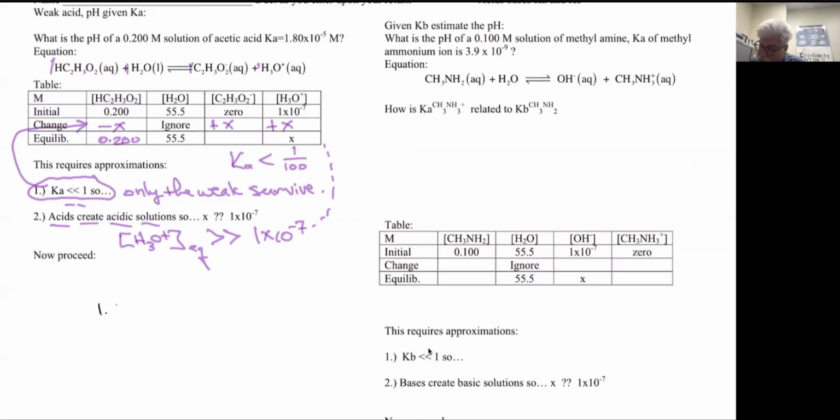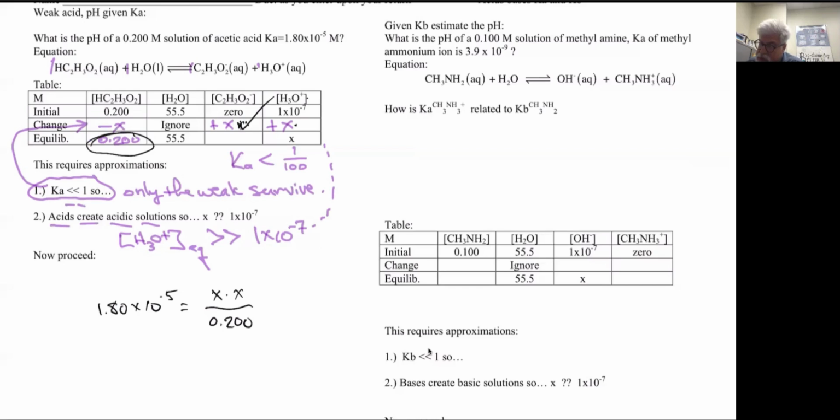I now know that 1.80 times 10 to the minus 5, Ka, is equal to x times x divided by 0.2. X is my concentration, so I don't need square brackets. X being the concentration of hydronium ion, which I'm solving for. Because of the balanced equation, X is also right here. It is the concentration of the conjugate base.